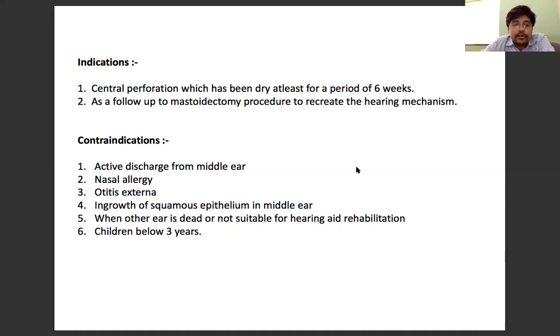So what are the contraindications for myringoplasty? Active discharge from the middle ear, nasal allergy, otitis externa, as I told you before, ingrowth of squamous epithelium in the middle ear, when the ear is dead, and children below 3 years.